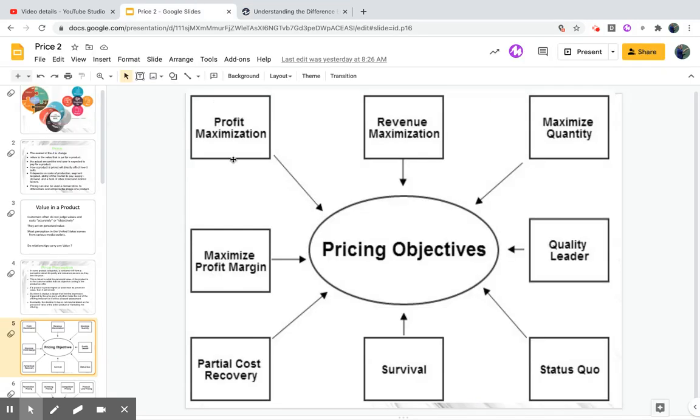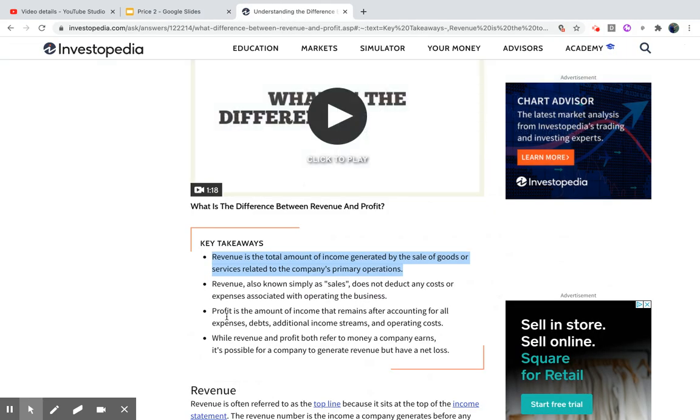When we talk about profit maximization, so profit is the amount of income that remains after accounting for all expenses, debts, additional income streams, and operating costs. So revenue, money we're making. Revenue minus your stuff equals your profit. All right. And that's kind of where you got to understand the difference. So revenue, straight money. I'm selling stuff, we're creating revenue. When we start subtracting things from it, like our cost of goods, our operating expenses, any money that you have after that, now that's profit.